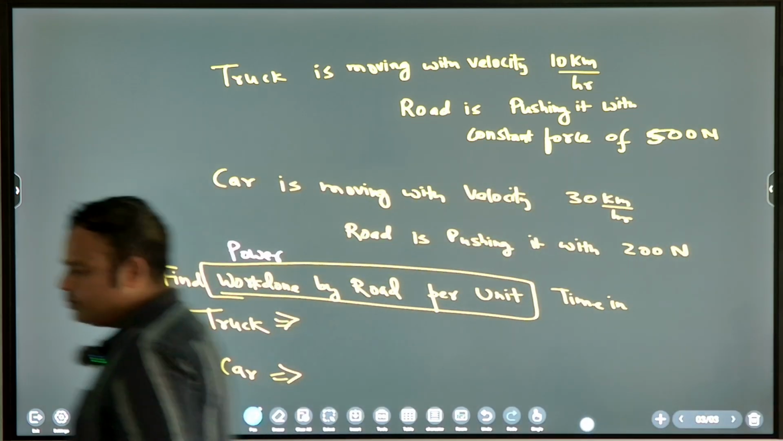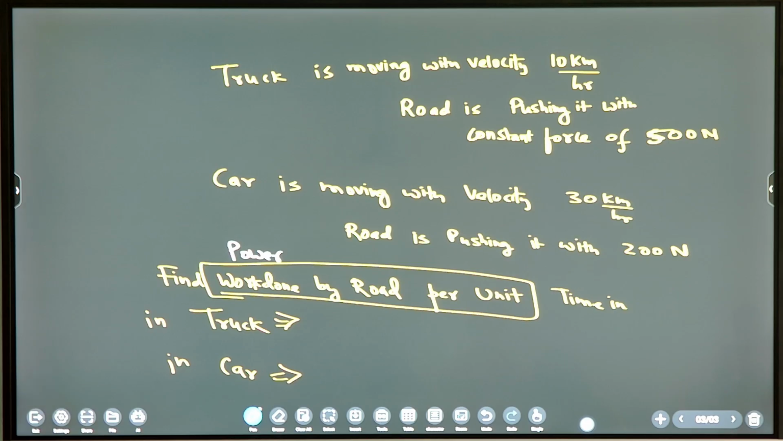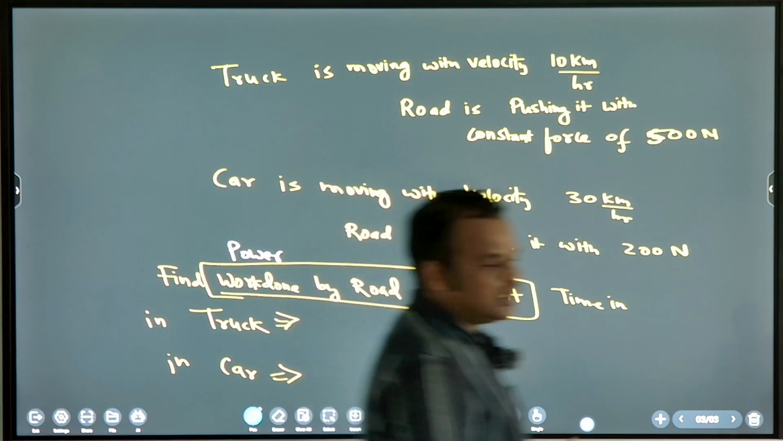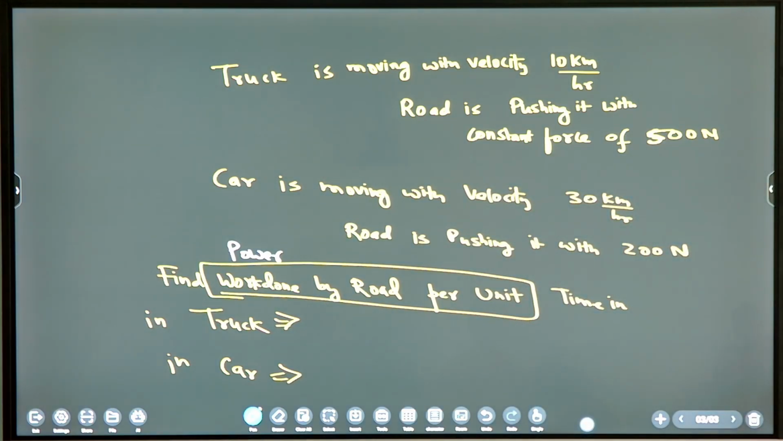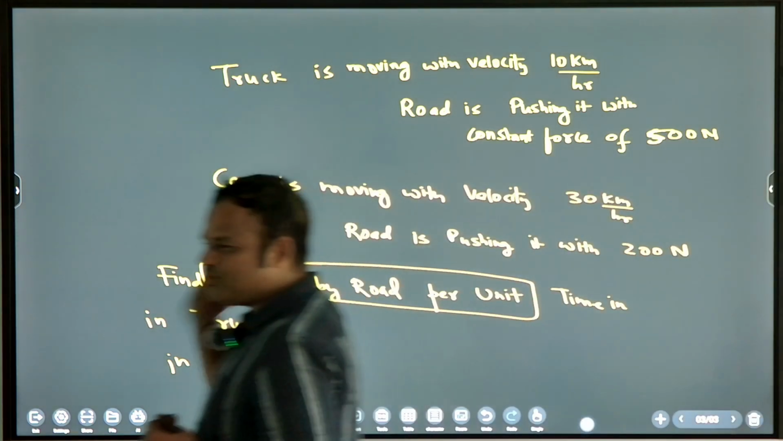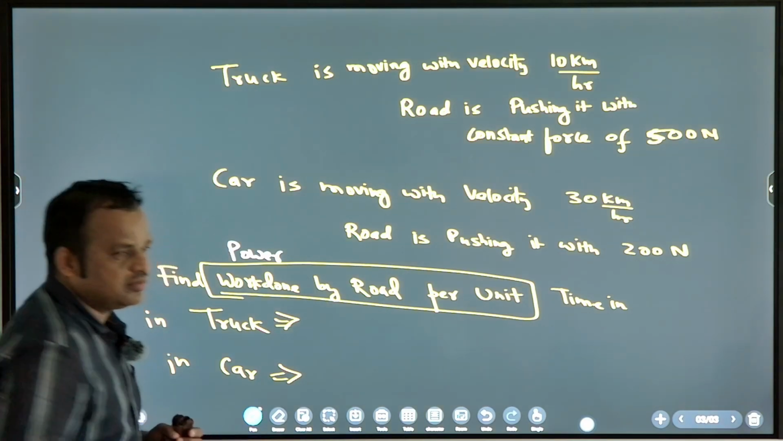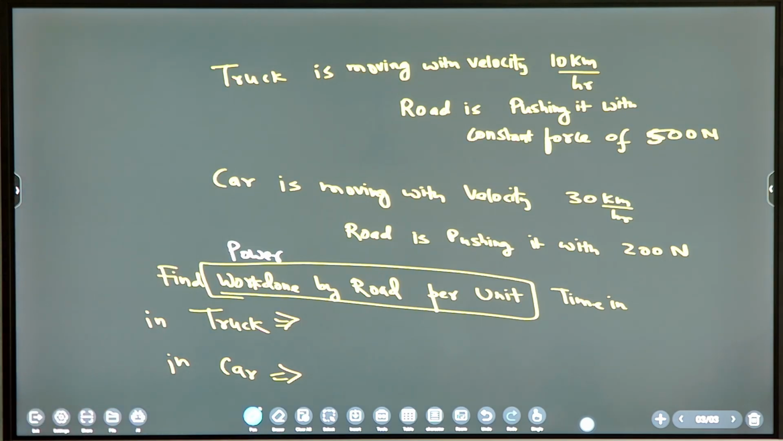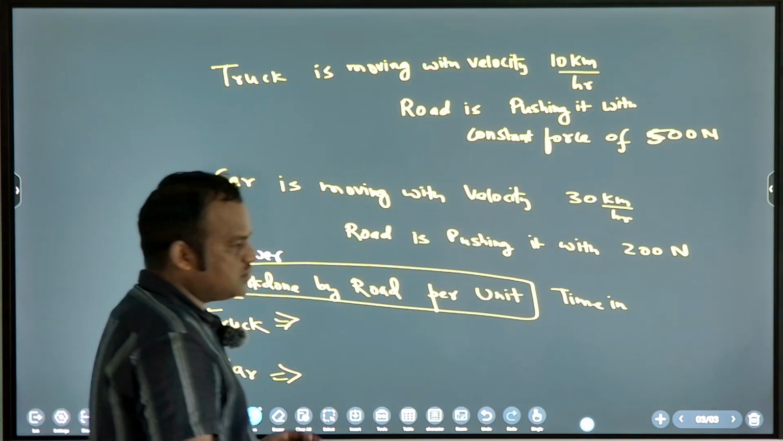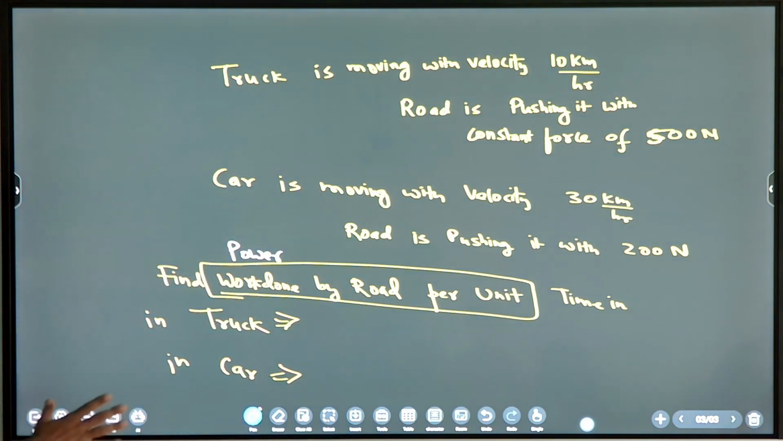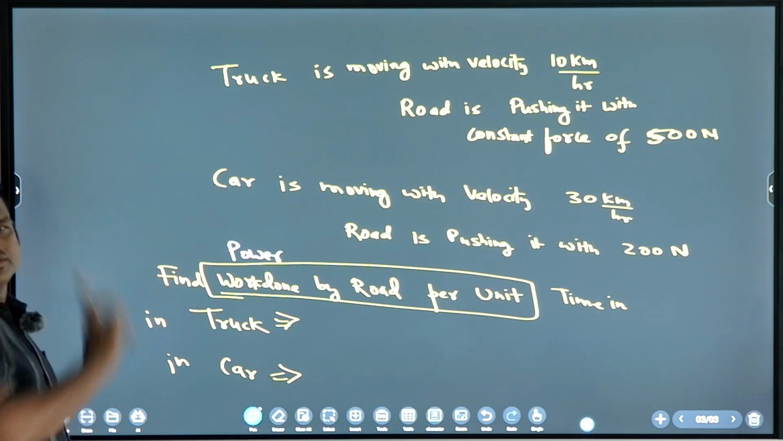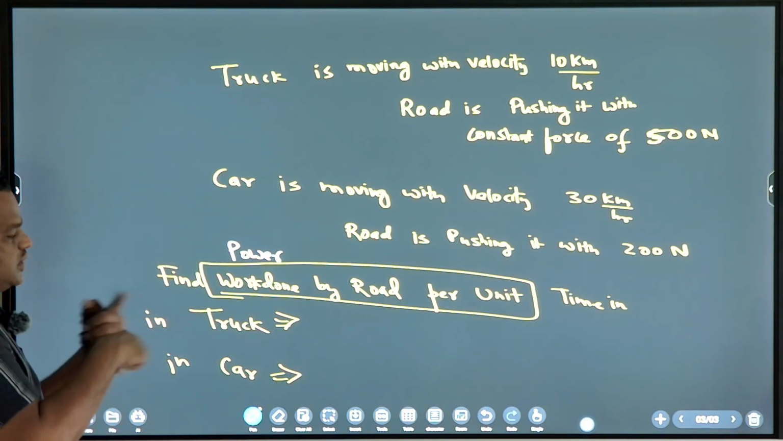When you are moving, suppose I am moving, who is pushing me? Is someone behind me pushing me? No. So how am I able to walk? Yes, friction force. Very good. So this surface is rough. That's why I am able to walk. If the surface is smooth, I cannot walk. Same thing with car and truck also. The tires, you have seen the tires of truck and car.